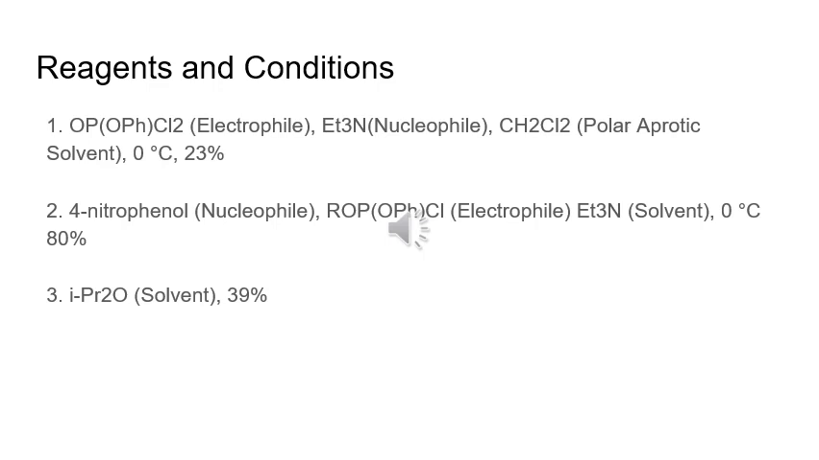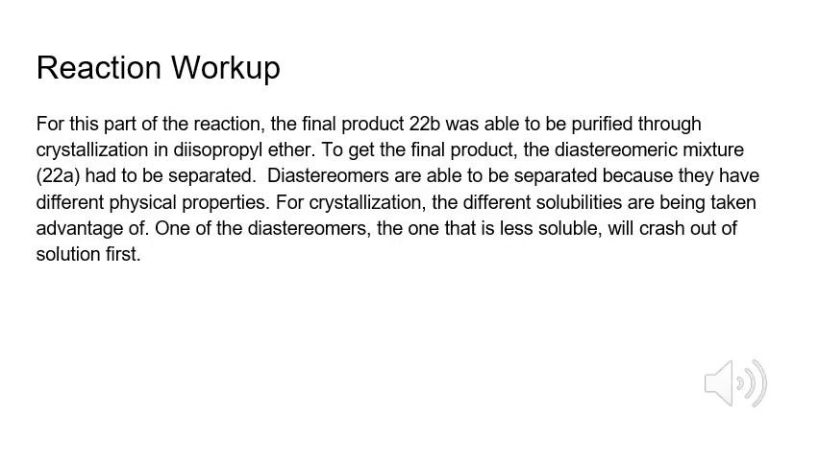And then in the last final step, IPR2O serves as the solvent, and that's just to reorganize the stereochemistry of the product. For this part of the reaction, we want to isolate the final product, 22B.